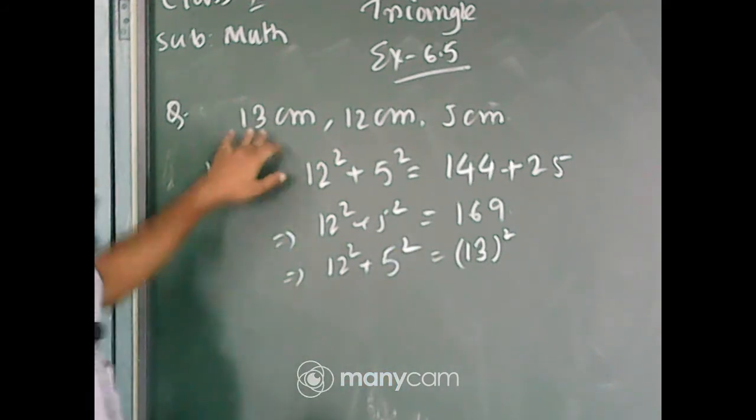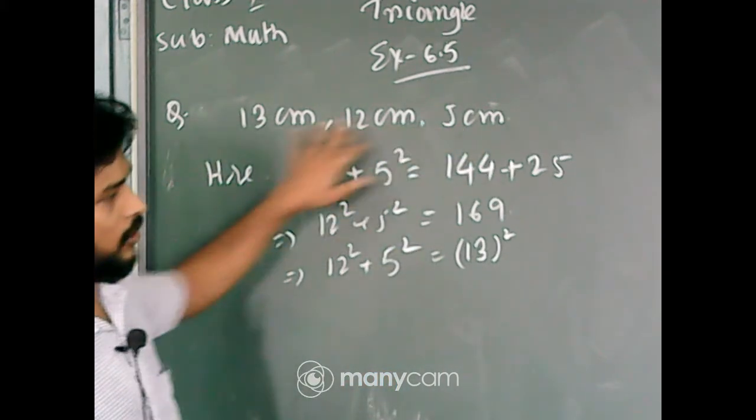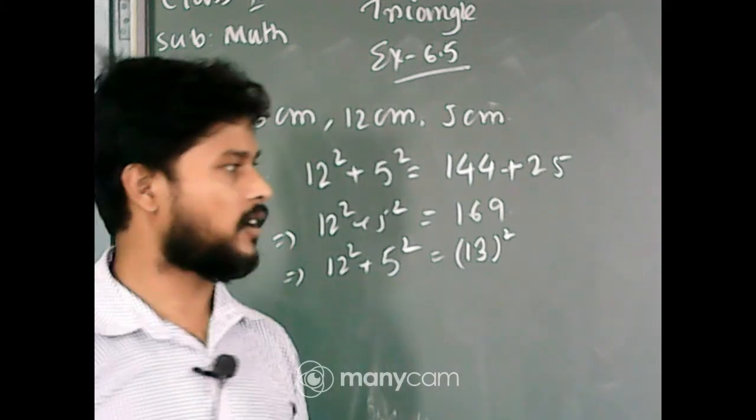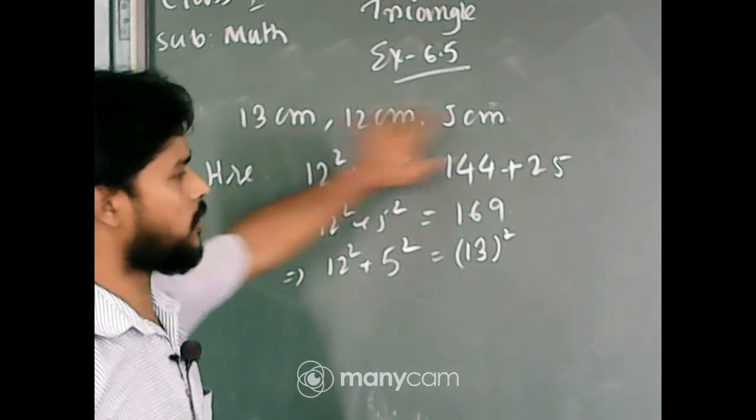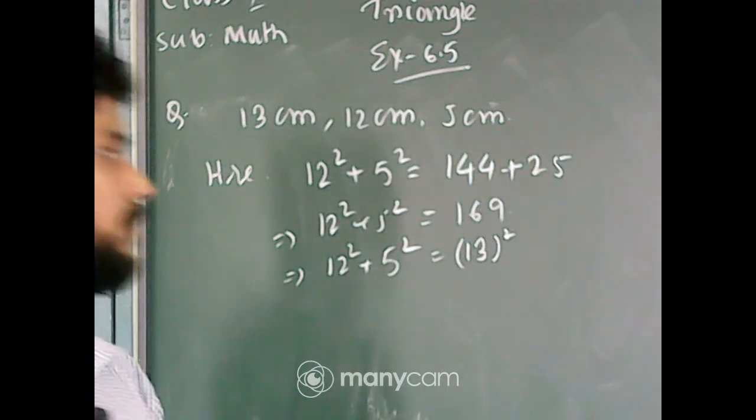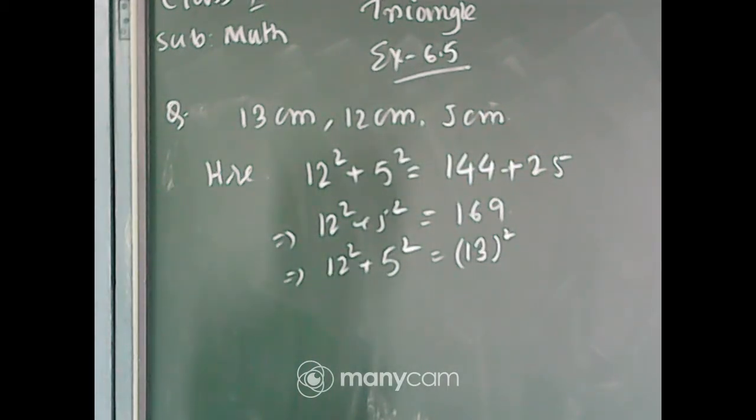That means this set of sides of a triangle satisfies the Pythagoras theorem. That means these must be the sides of a right angle triangle. We had to check whether it is the sides of a right angle triangle or not, so these are the sides of a right angle triangle. I hope you understand.